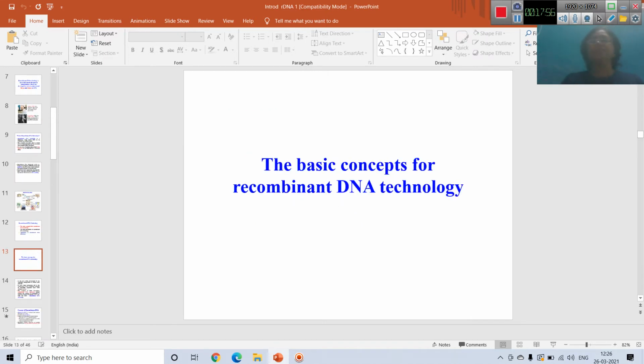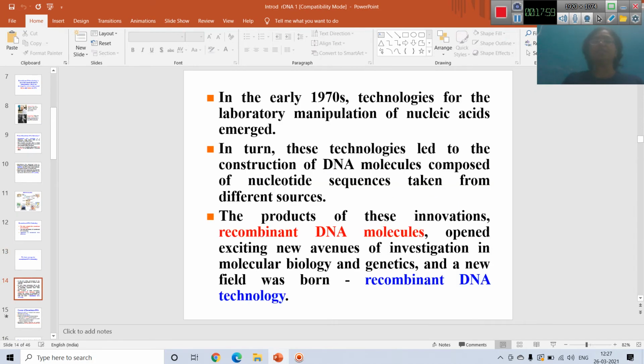So first is the basic concept of recombinant DNA technology. In the early 1970s, technologies for laboratory manipulation of nucleic acids emerged, or just started. In turn, these technologies led to the construction of DNA molecules composed of nucleotide sequences taken from different sources. So they started working with DNA from different sources. The products of these innovations led to recombinant DNA molecules, and this opened an exciting new avenue of investigation in molecular biology and genetics.